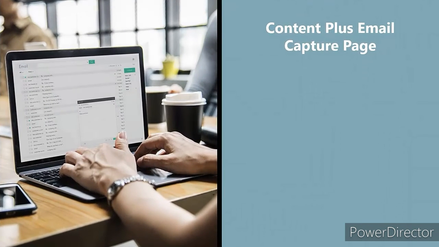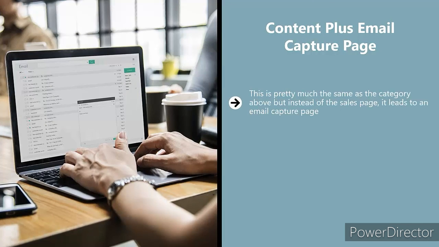Content plus email capture page. This is pretty much the same as the category above, but instead of the sales page, it leads to an email capture page. Your product or service offering also determines your mailing list incentives.